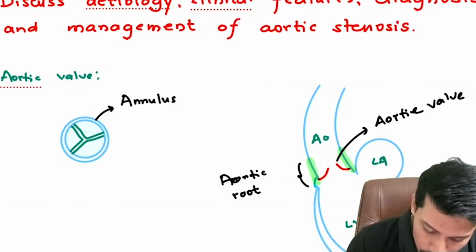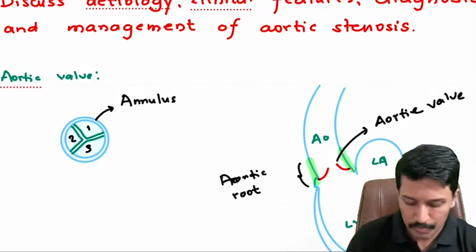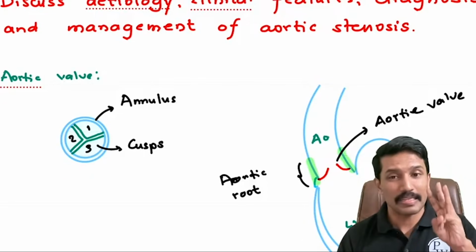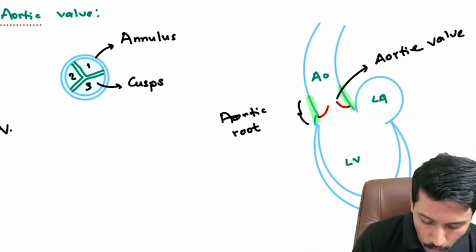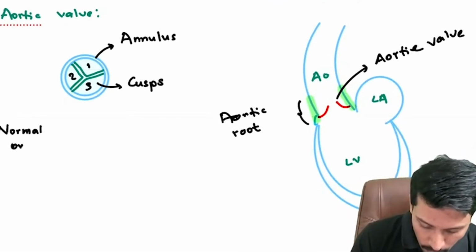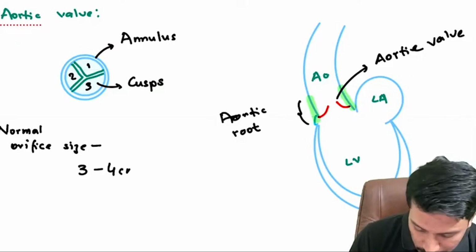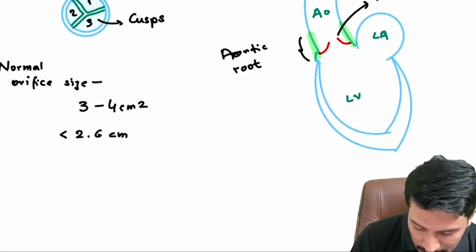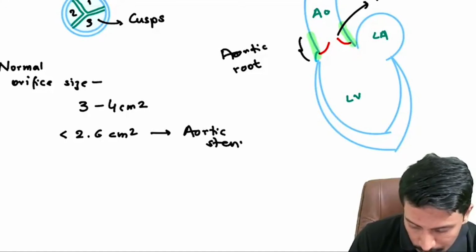And then there are 3 cusps. We can number them as 1, 2, 3, or you can also call them the right, left and non-coronary cusps. So these 1, 2, 3 are the cusps or leaflets. The aortic valve is a 3-leaflet or 3-cusped valve. Okay, and its normal orifice size when open is usually 3 to 4 centimeters square, and whenever the opening is less than 2.6 centimeters square, we will call it aortic stenosis.